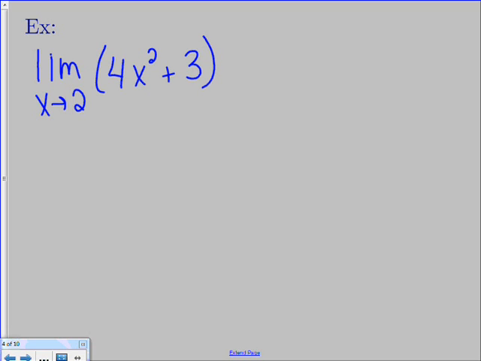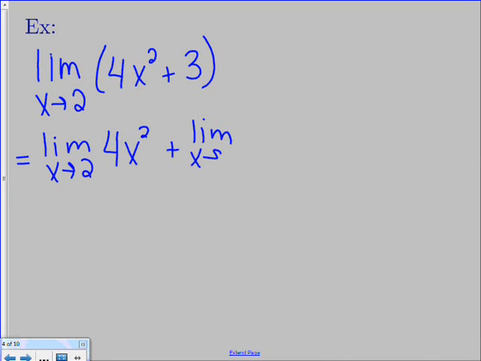So our first step here is going to use property number 2, that sum and difference property, to split apart the 4x squared and the 3. So we're going to rewrite this as the limit of 4x squared, plus the limit of 3.